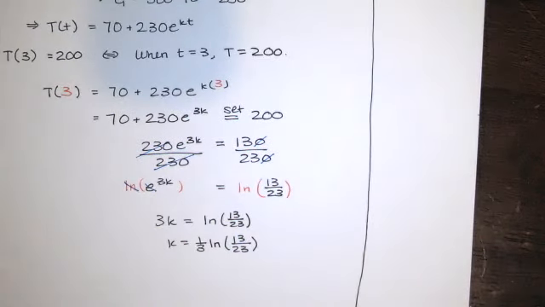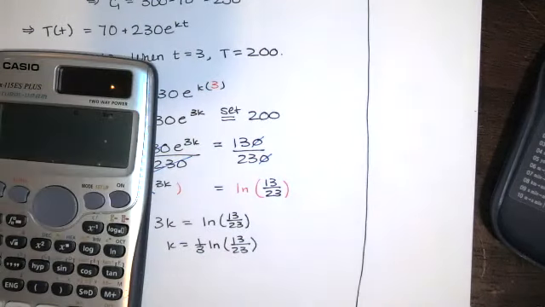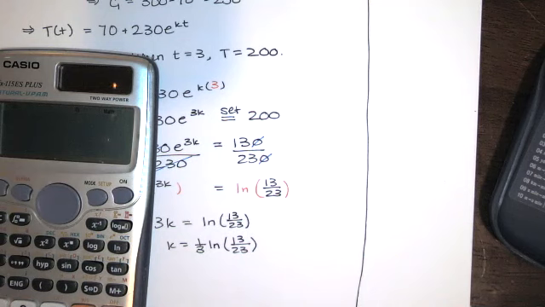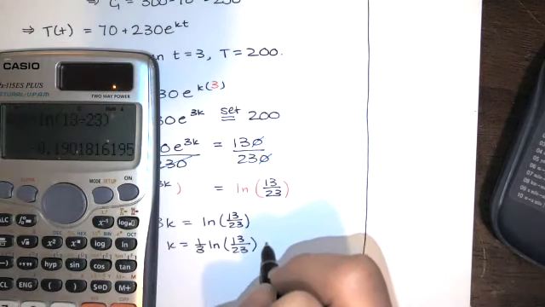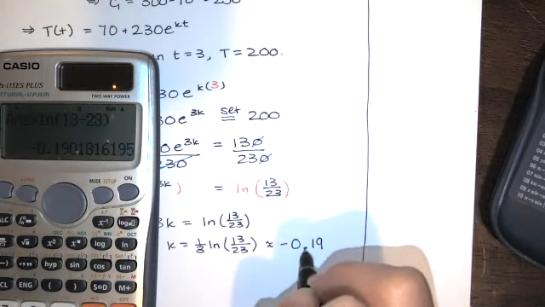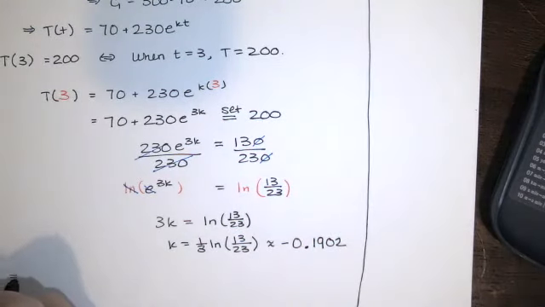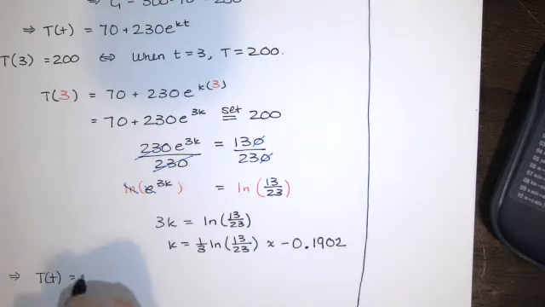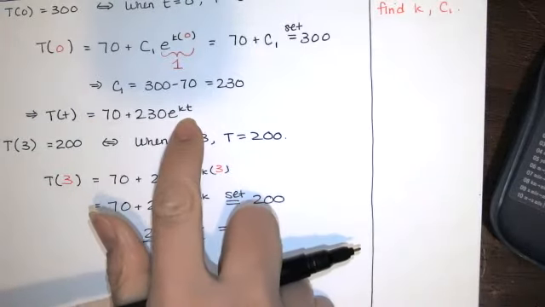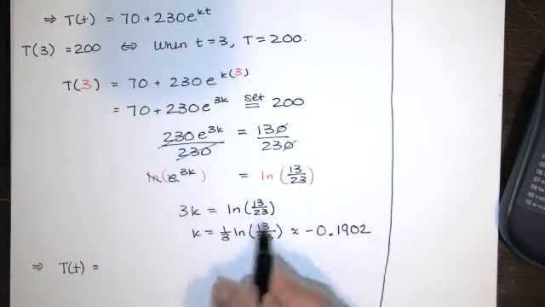Now, if you want a decimal approximation, you can get a decimal approximation this way. So we'd have 1 divided by 3 times the natural log of 13 over 23. And that is approximately negative 0.0192. Okay, so T of t is equal to this, but k is equal to 1/3 of the natural log of that number.